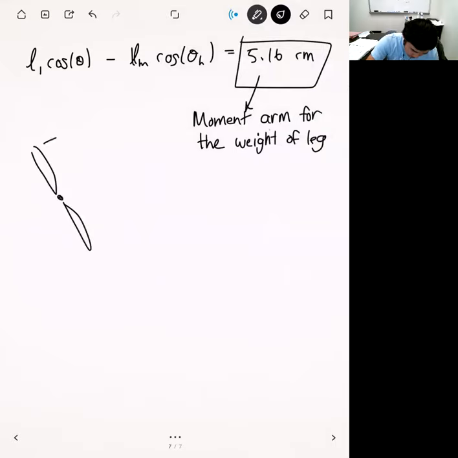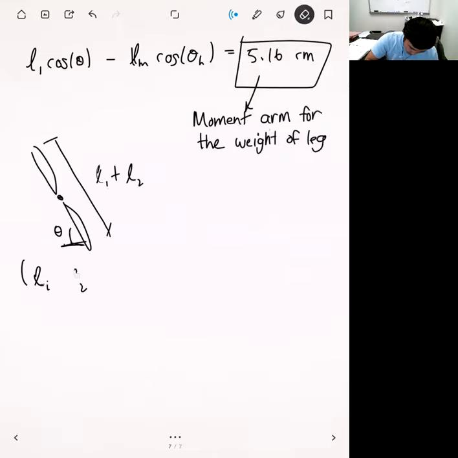And so this entire distance right here is L1 plus L2. And we still have the same angle right here, theta. And so the moment arm for the normal force is going to be the sum L1 plus L2. Just like we did up here, we're going to have a cosine theta.